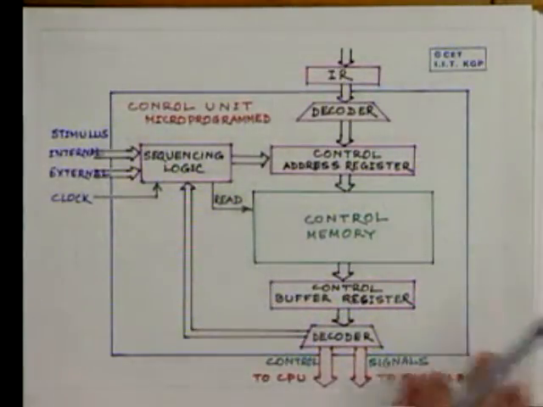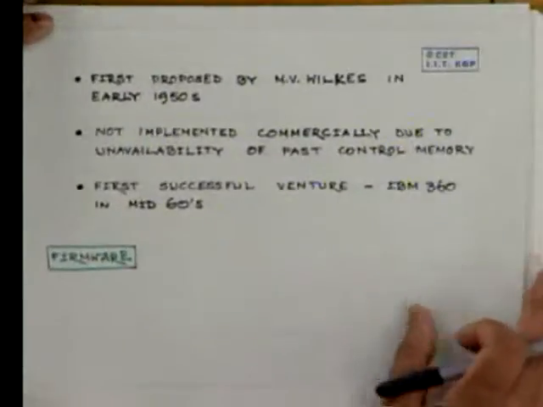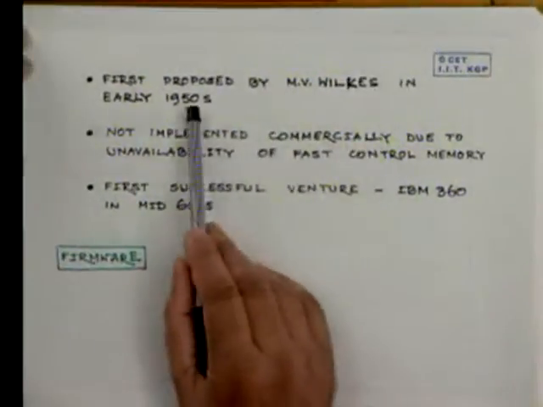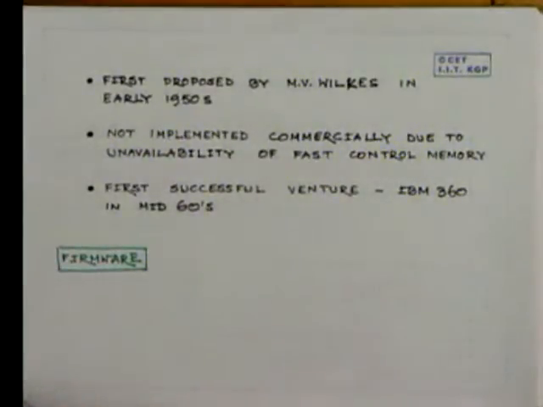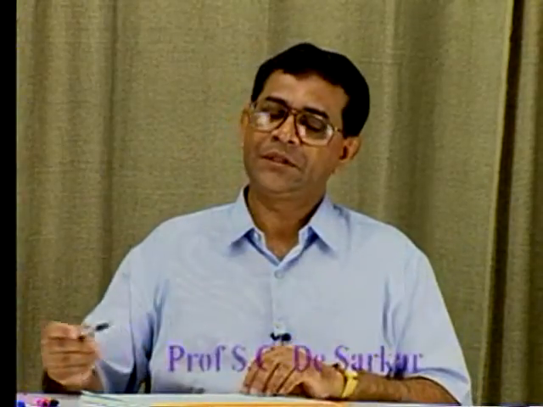Now, this model was first proposed by M.V. Wilkes in the early 1950s, but though it was a very methodical and simple way of designing a control unit, it was not very popular, because you can see that if this control unit has to work satisfactorily, then the control memory has to be very fast, because the total control will depend upon how fast the memory contents from this control unit can be fetched.